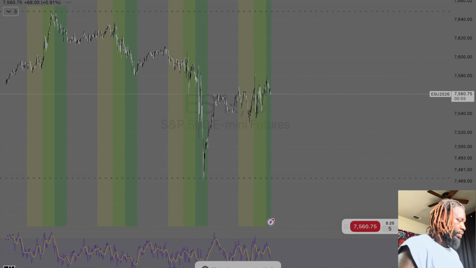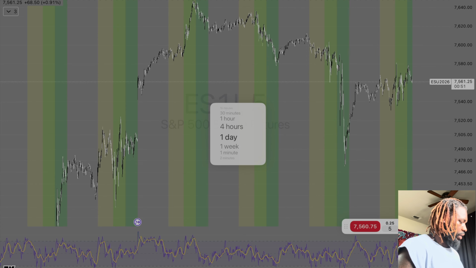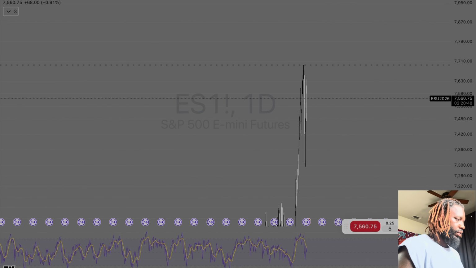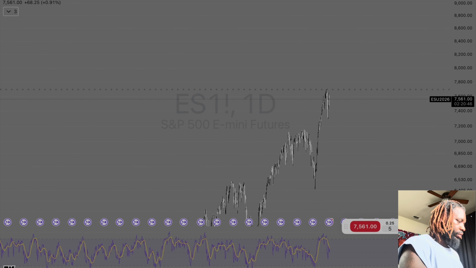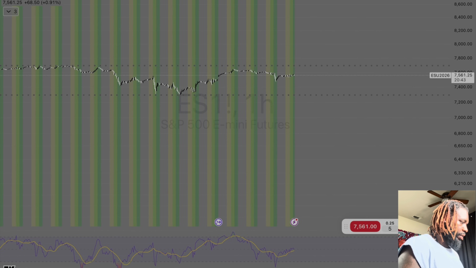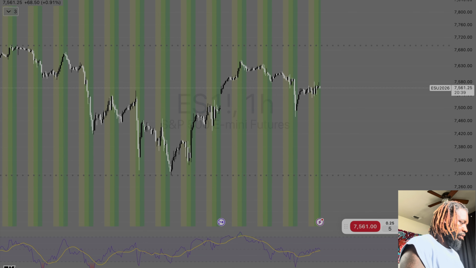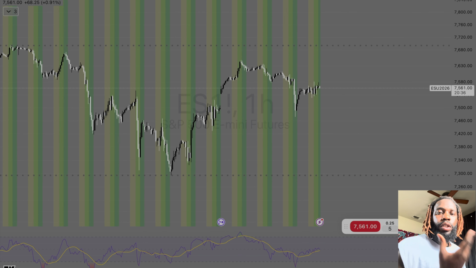All right, just cleared all my drawings. Okay, cool. I will go to a higher time frame. I'll just do like a daily or something. Actually, I like the 1 hour better. Let's use the 1 hour time frame. Okay, cool. So let's start with what is a candlestick and how do you read a candlestick?